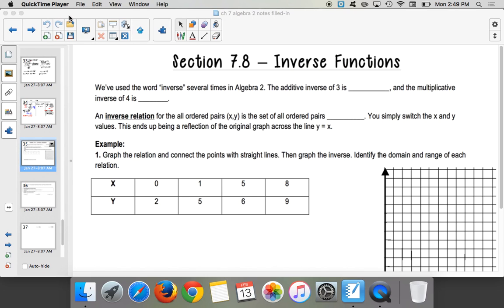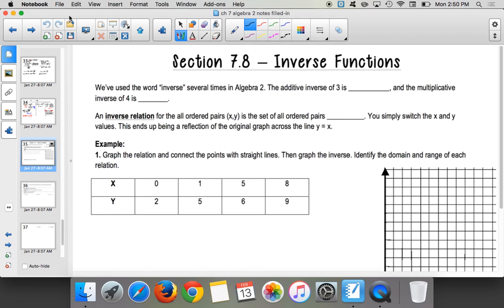Section 7.8 is on inverse functions. We talked about the word inverse a lot of times in Algebra 2 so far. Do you guys remember when we talked about inverse matrices? Inverse matrices, we wrote like A inverse like that. We're going to use that symbol, that -1 exponent, as our symbol for inverse functions as well.